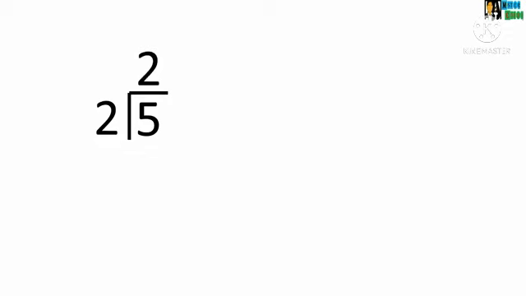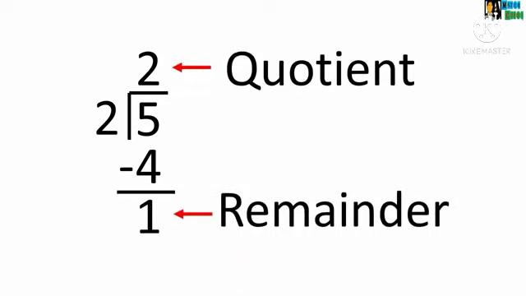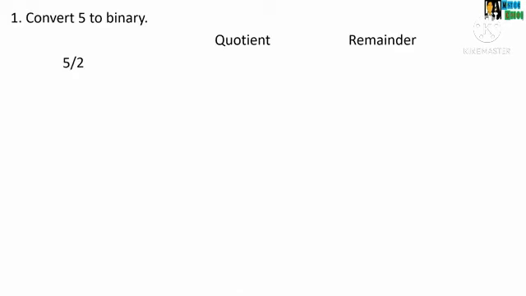So it is 2. You put 2 on top, and then 2 times 2 is equal to 4. So 5 minus 4 is equal to 1. The 2 on top is the quotient, and the 1 is the remainder. So just put 2 on the quotient and 1 is the remainder. So our answer in the quotient, let us bring down.